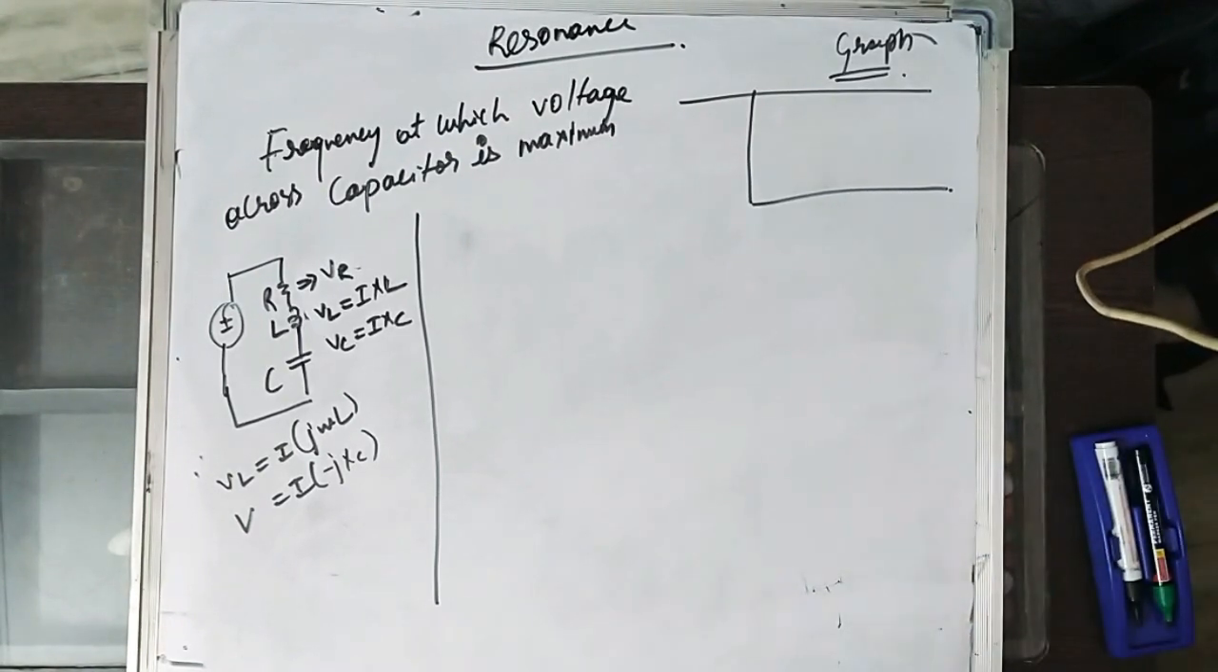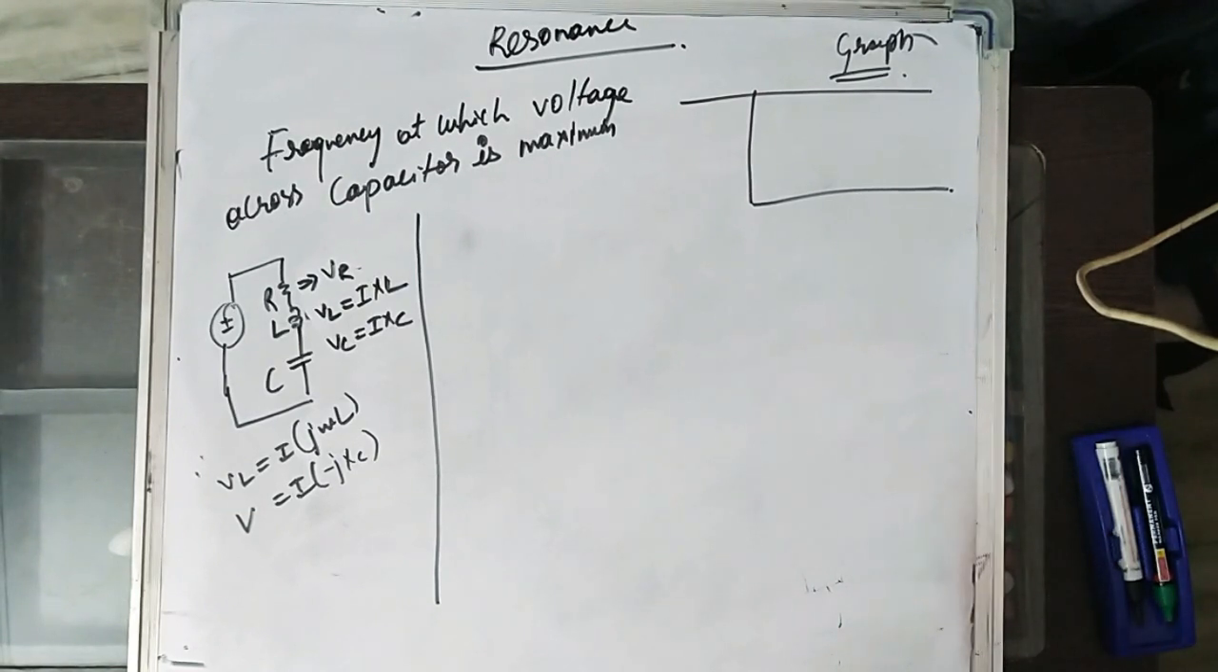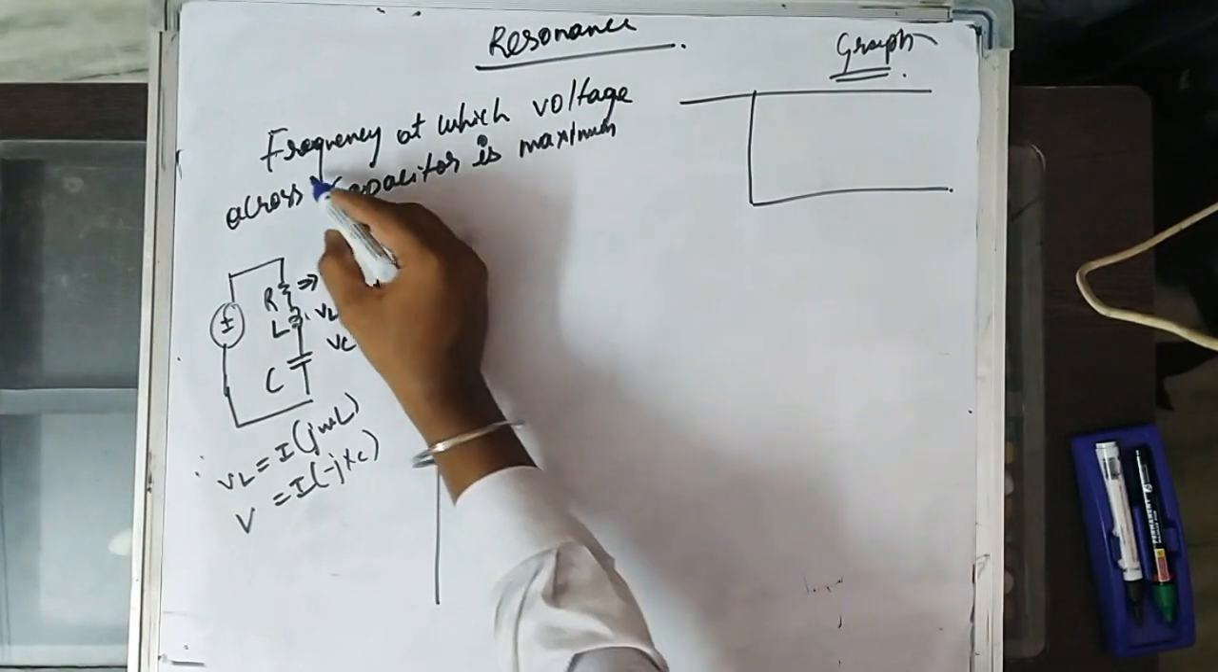Welcome back, guys. In the last video, we dealt with resonance and looked at a few frequency response characteristics of XC, XL, R, and the impedance. Now we'll deal with a new concept: the frequency at which the voltage across the capacitor is maximum.